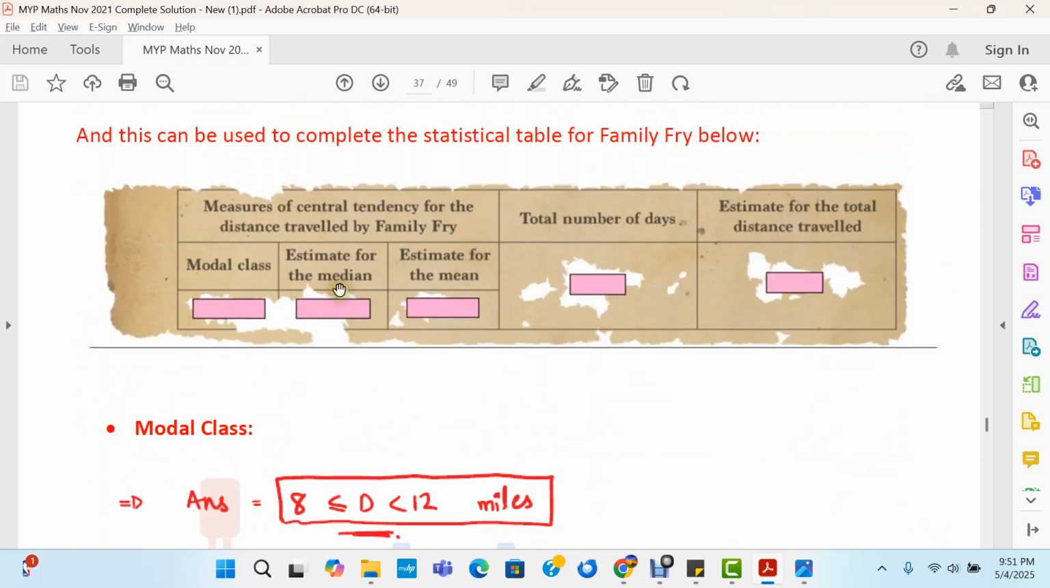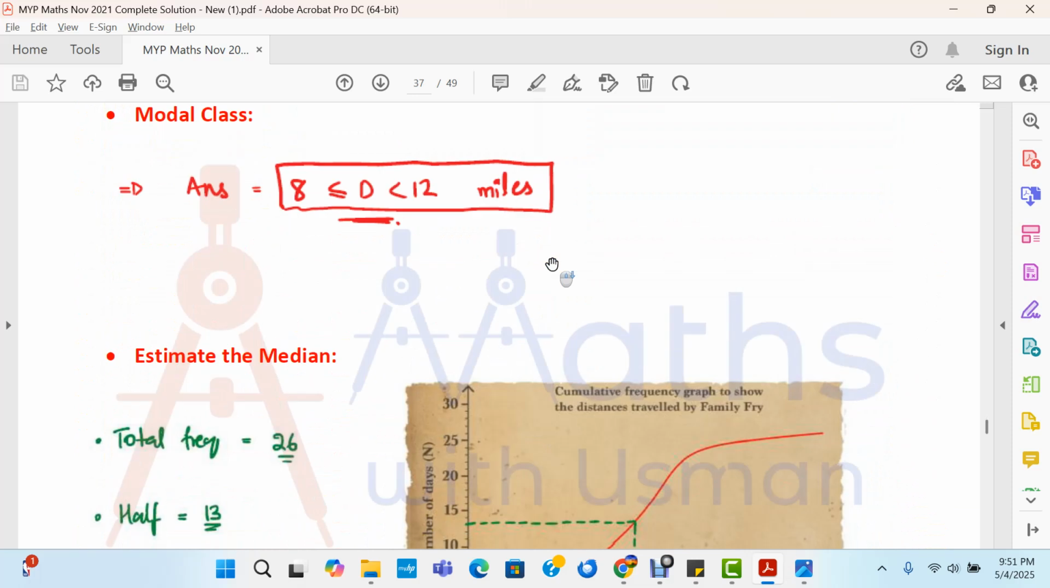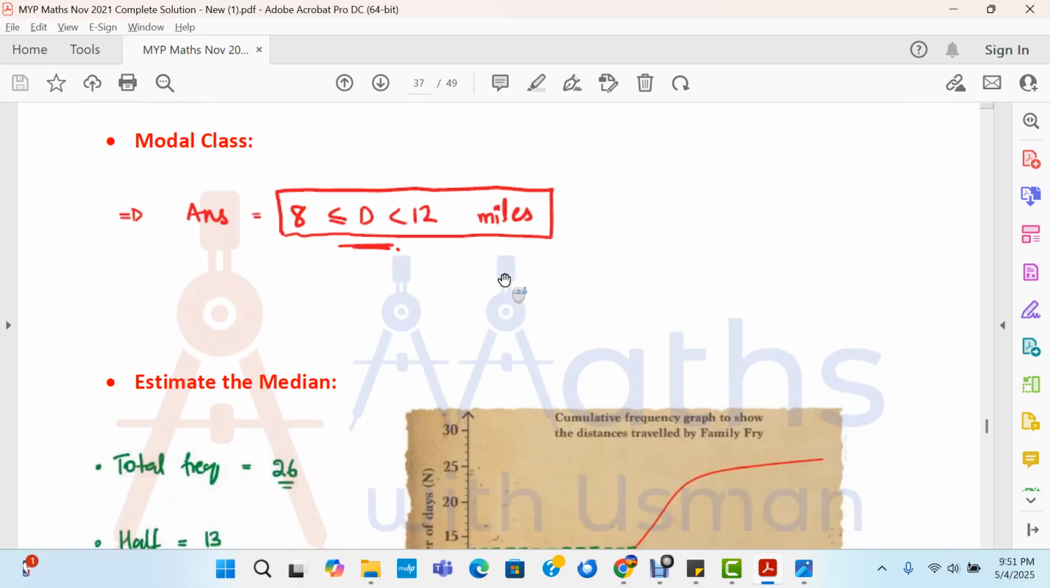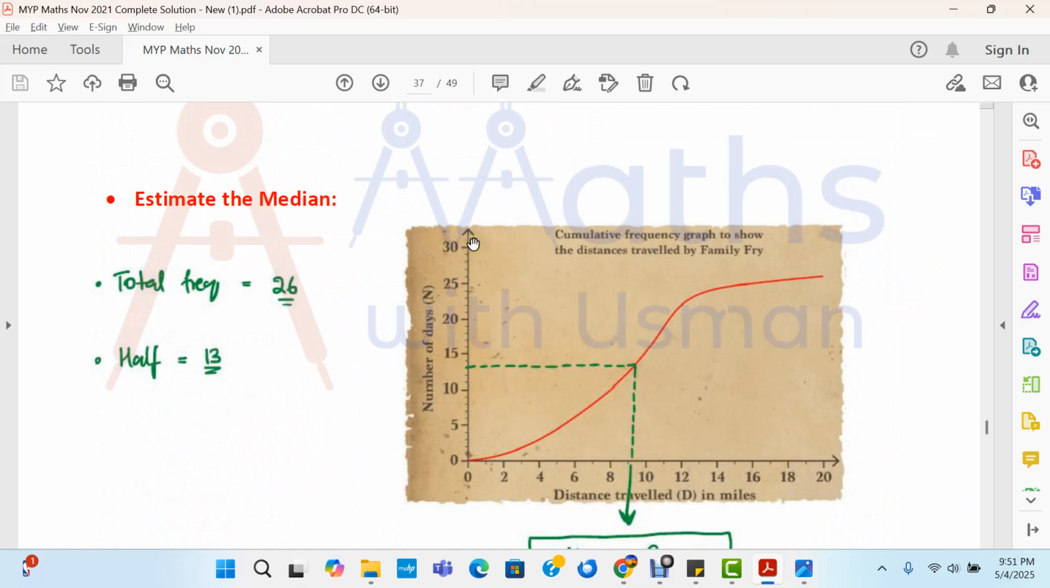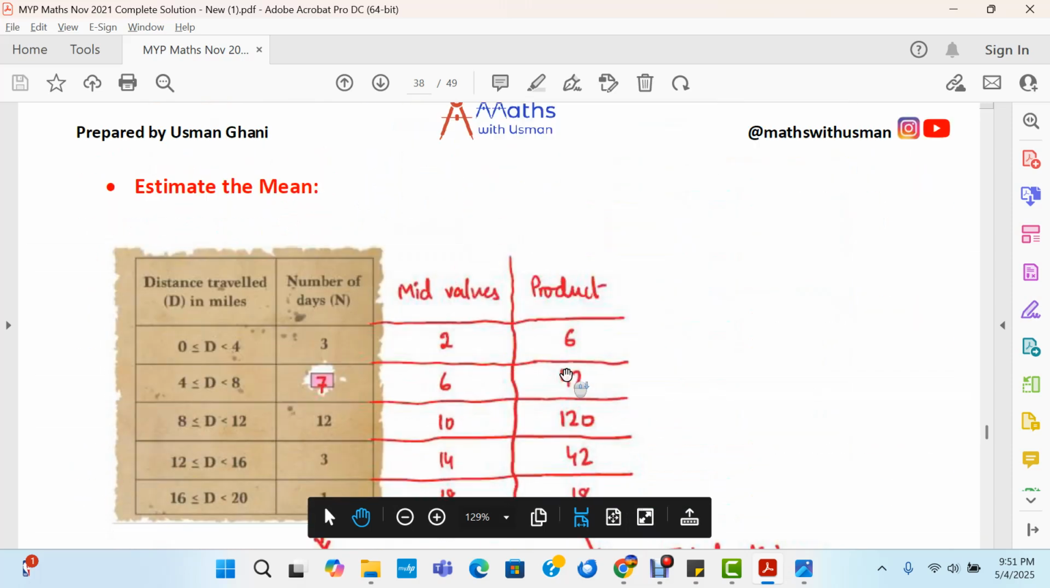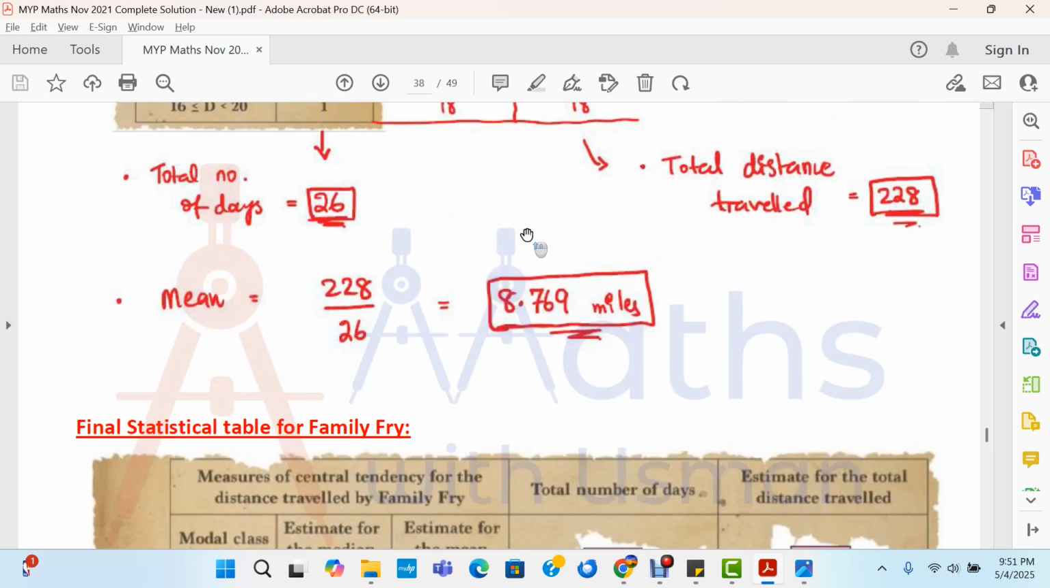The median class. Which class is... no, estimate for the median, not the median class. How do you find the median from a cumulative frequency? The half of the frequency, that's 26. Half of 26 is 13. Go to 13 on the y-axis, come down to the x-axis, you get your answer, 9 miles. Okay. Estimate the mean, done, literally done.